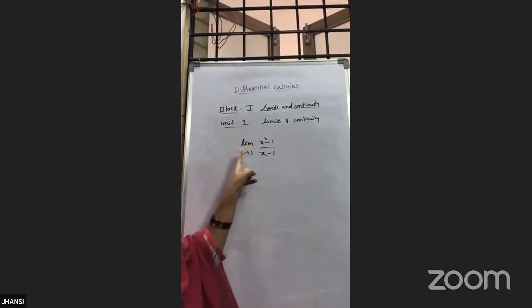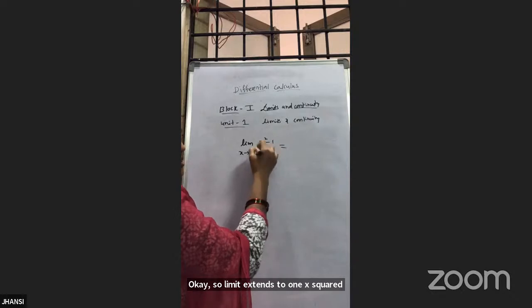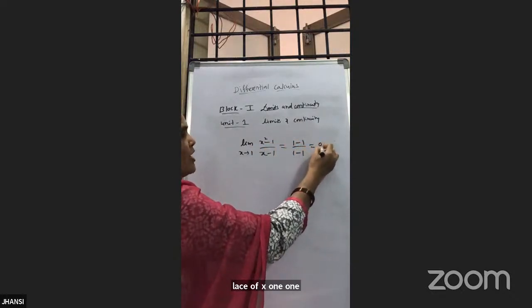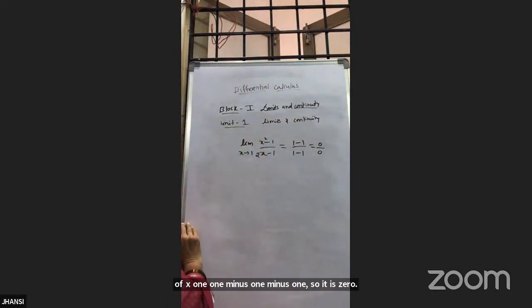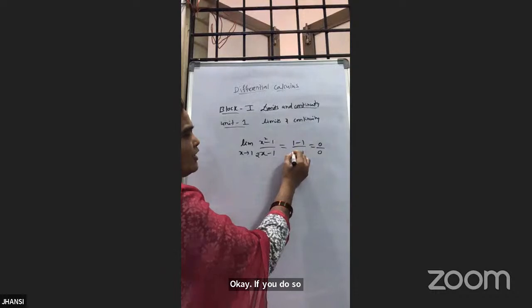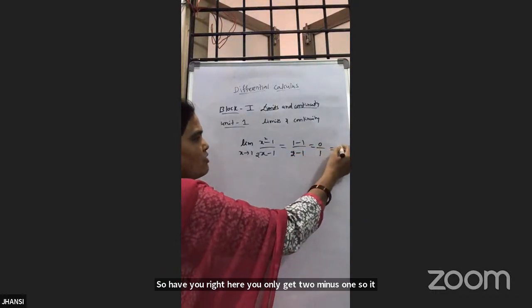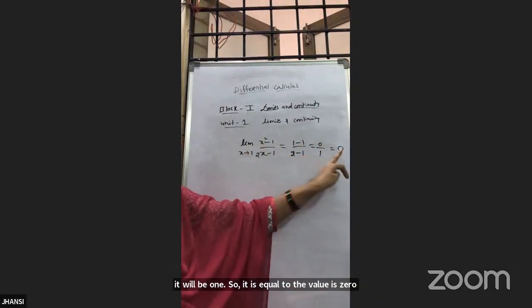Okay. Limit x tends to 1, x square minus 1 by x minus 1. That means you are substituting in place of x, 1 minus 1 by 1 minus 1. So it is 0 by 0 form. Okay, if here 2x is there, what will you write here? You will get 2 minus 1, so it will be 1. So the value is 0 here. Okay, you got the limit value as 0.